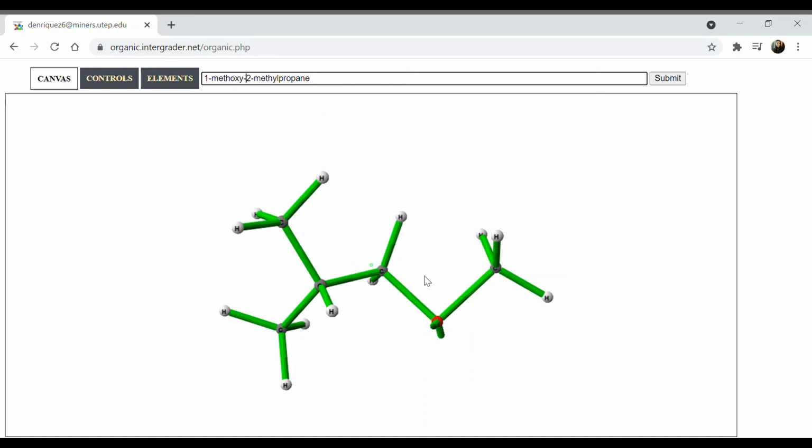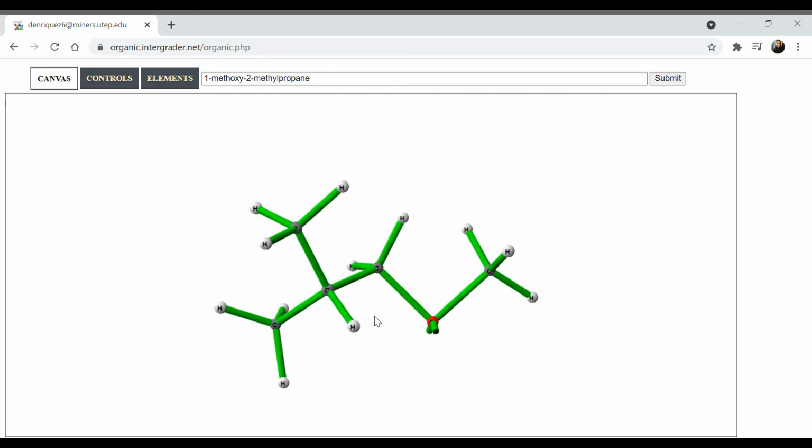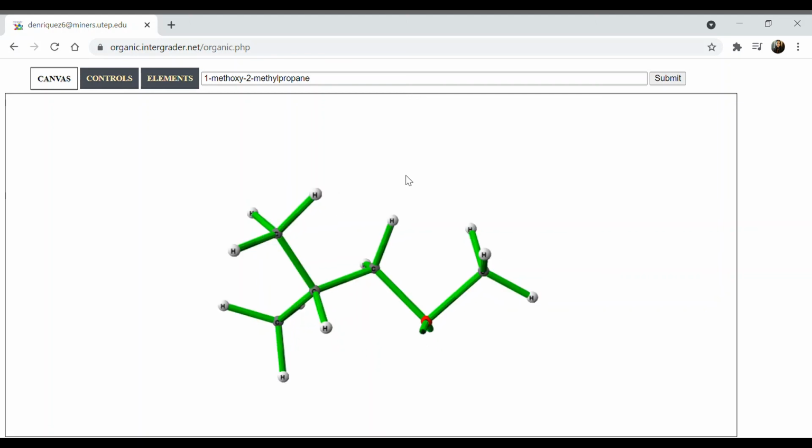Lastly, I'm going to check for chiral centers just to make sure. I don't want to get it wrong. I have these outside carbons that have duplicates of hydrogen. And then this carbon would be my chiral center, but it has 2 methyls attached. So it has a duplicate. So I have no chiral center, and I can leave it as 1-methoxy-2-methylpropane.